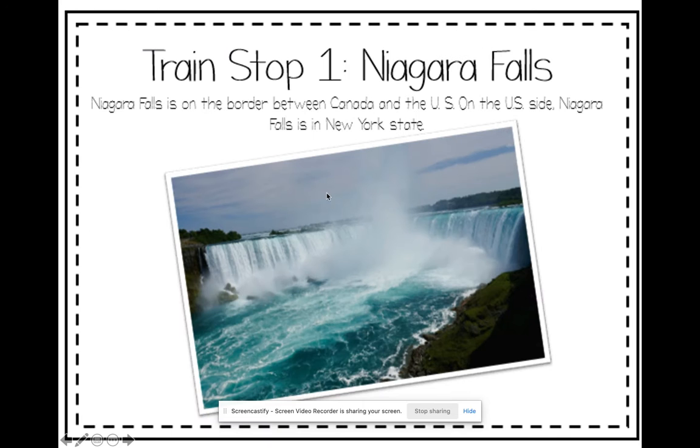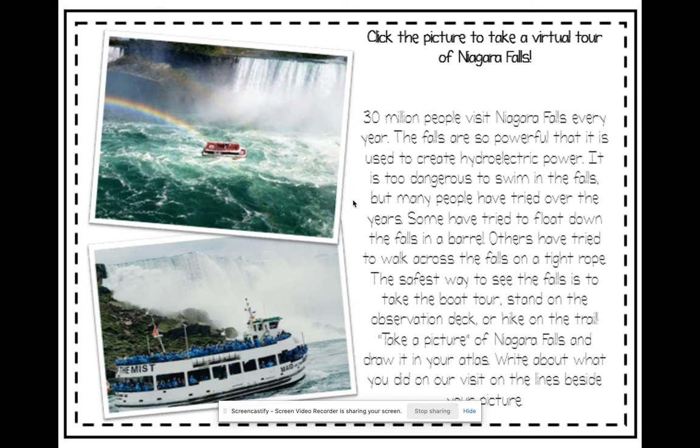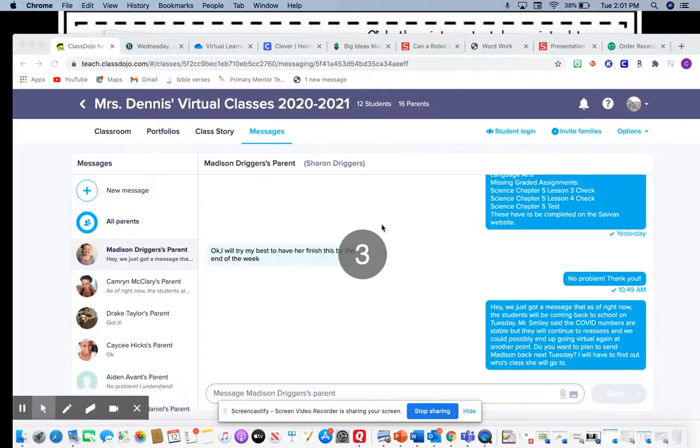All right, so our first train stop is Niagara Falls. It's on the border between Canada and the United States. On the United States side, Niagara Falls is in New York State. So this is a picture of Niagara Falls. 30 million people visit Niagara Falls every year. The falls are so powerful that it is used to create hydroelectric power. It is too dangerous to swim.